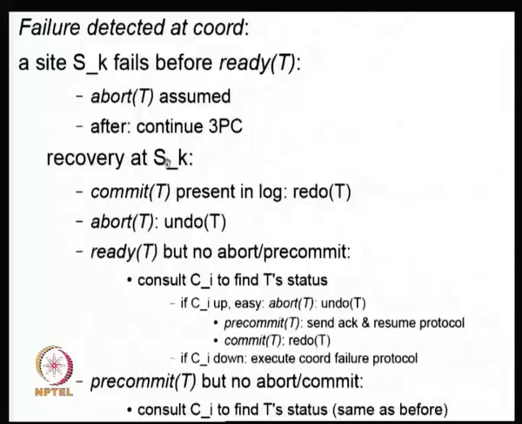If you find that at SK there is a pre-commit, but there is no abort or commit, again you have to consult CFI to find T status. We will come to this one, we will discuss it in more detail. Basically, it is exactly the same as here. Okay, you have to do the same thing. So you have a pre-commit. That means that the coordinator promised to go ahead. Okay, but before that happened, your machine crashed, and you are trying to figure out what really has happened to the T. Okay.